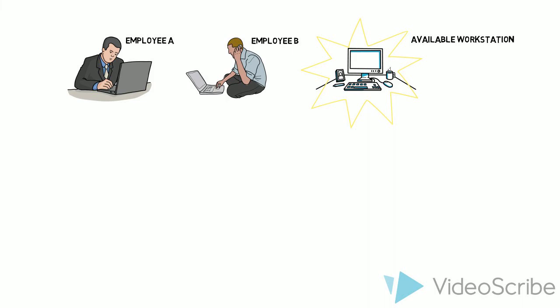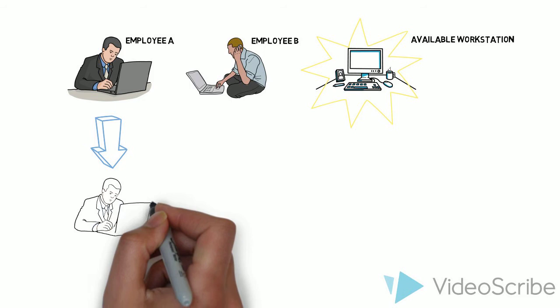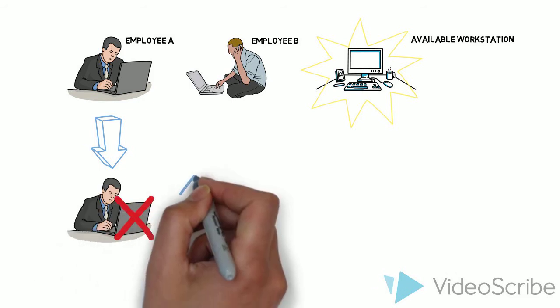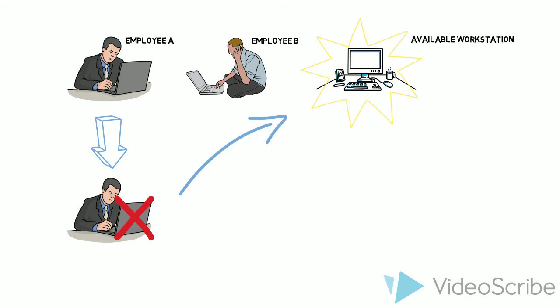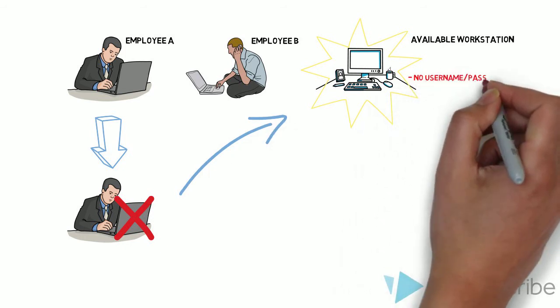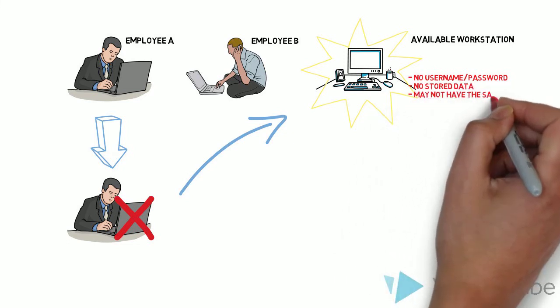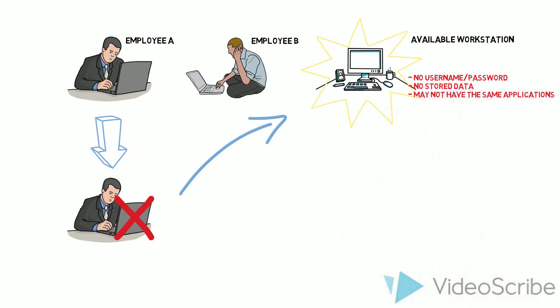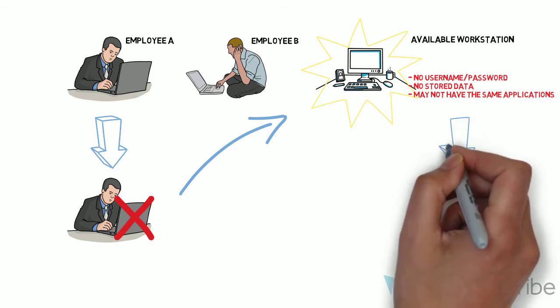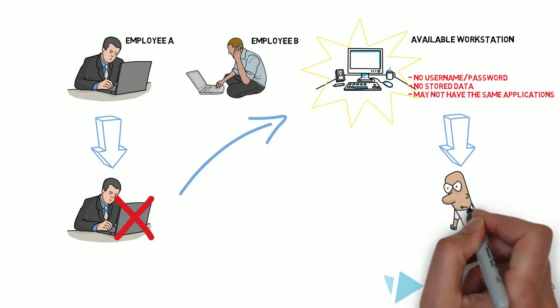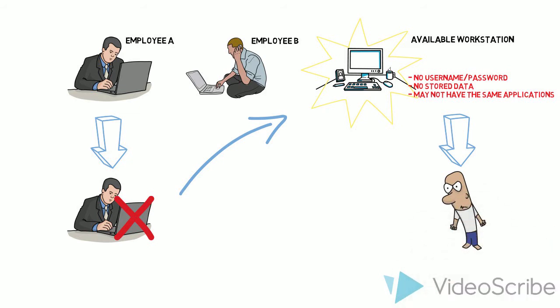Now, let's say employee A is working on something and suddenly his computer fails, which happens. Normally he's going to go to the other available workstation, but he's going to find something. His username and password is not going to work. And even if it did, the stored data is not the same and might not have the same applications as his old computer. This is going to lead to unproductivity, an angry boss and even an angry employee.